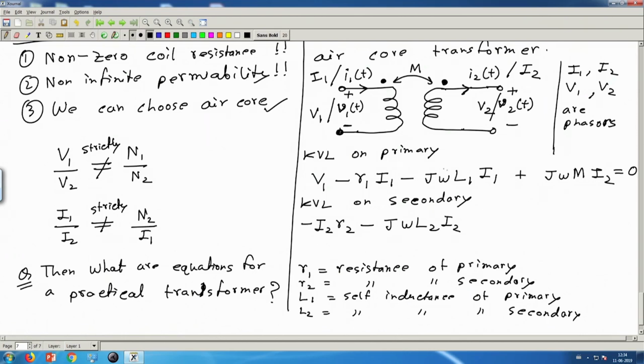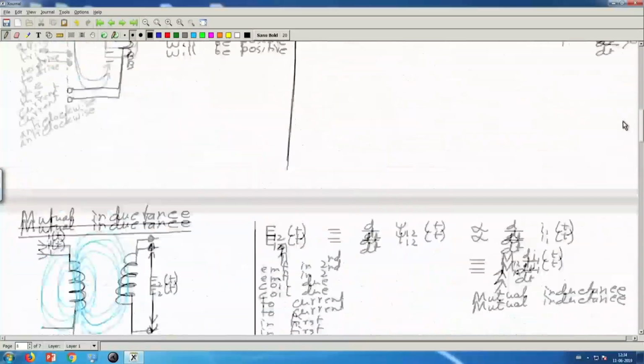And always, okay, let me take a diversion. Self-inductance is always a drop in the direction of the current. J omega L I is always a drop in the direction of I. This comes from the rule of self-inductance, which we discussed much before.